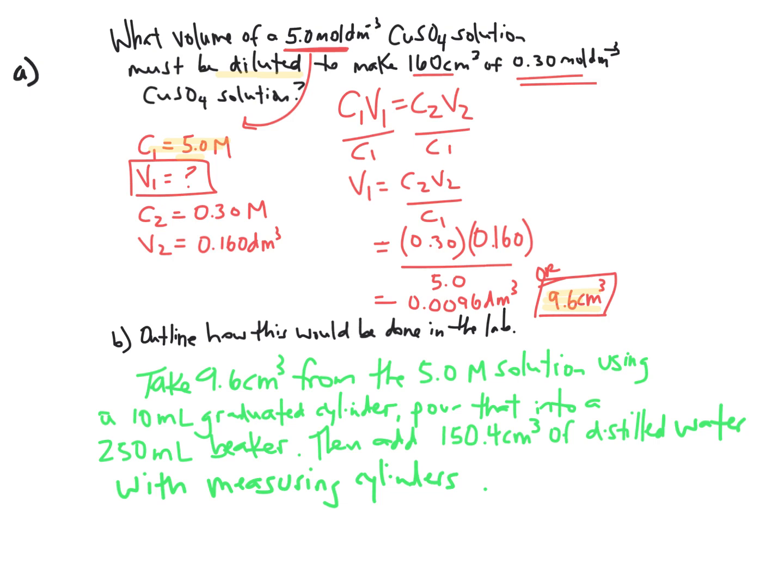Okay, so basically in the end, how you do this is you're going to take 9.6 cubic centimeters from the concentrated solution, and then you are going to put that into a new vessel, which is a beaker, and then you're going to top that up with distilled water to make the total volume 160 cubic centimeters.